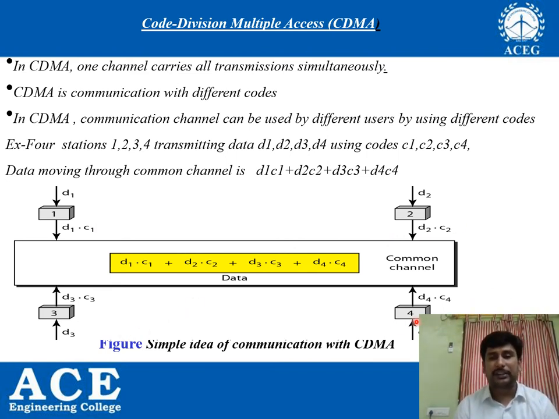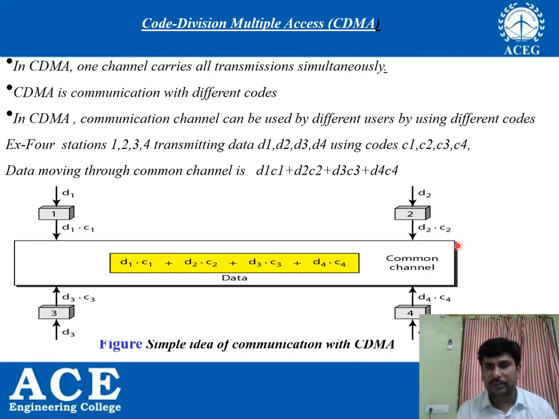So how I am going to transmit the data in code division multiplexing is, the data to be transmitted will be multiplied with the respective code of the device, and this product of the data and the code will be transmitted along with the other devices. Here the first station is transmitting data D1 with code C1. Station 2 is transmitting data D2 with code C2. Station 3, D3 with C3, and station 4, D4 with C4. So the total data which is going to be transmitted commonly in the channel is D1C1 plus D2C2 plus D3C3 plus D4C4. This is the simple idea of communication in CDMA.